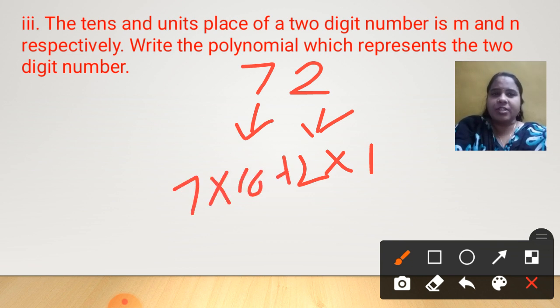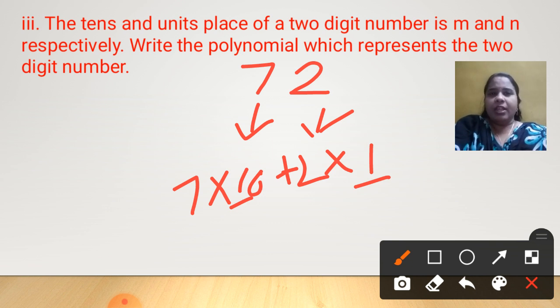Place value. This is the expanded form. I hope you know this. This you have already learned in lower standards. So 72 can be expanded as 70 plus 2. Why like this only? Because 7 is in tens place, so we are multiplying by 10. 2 is in units place, so we are multiplying by 1. See, 70 plus 2, we get it as 72.